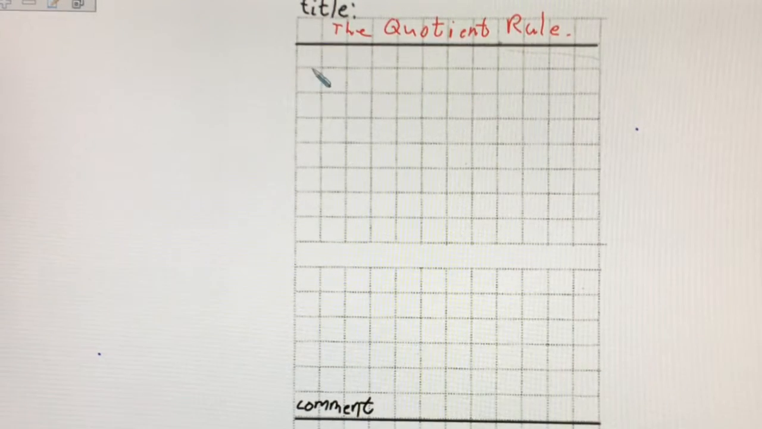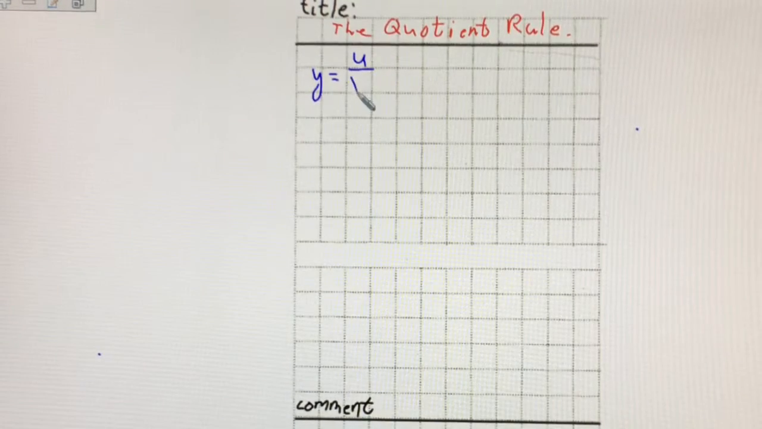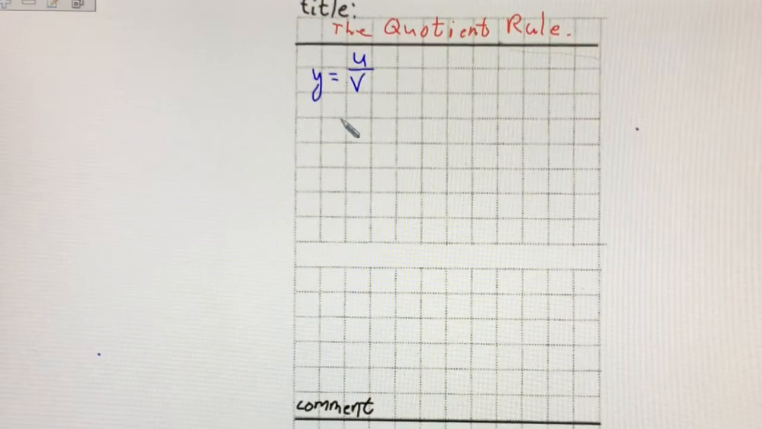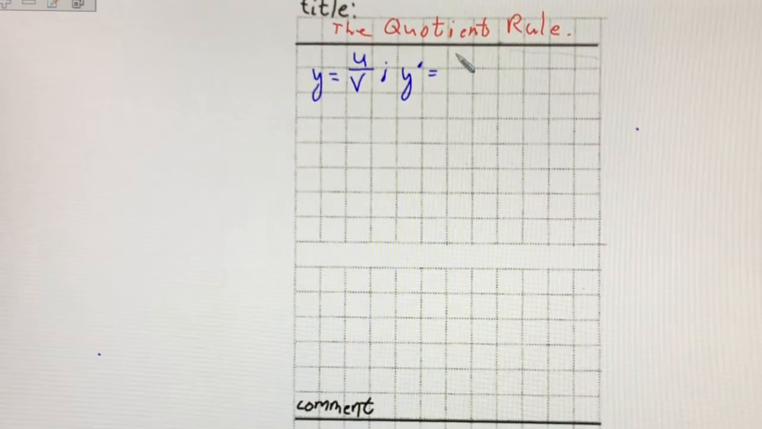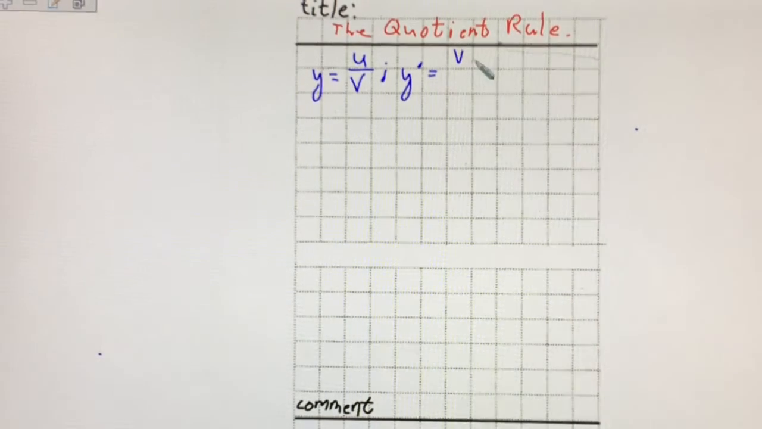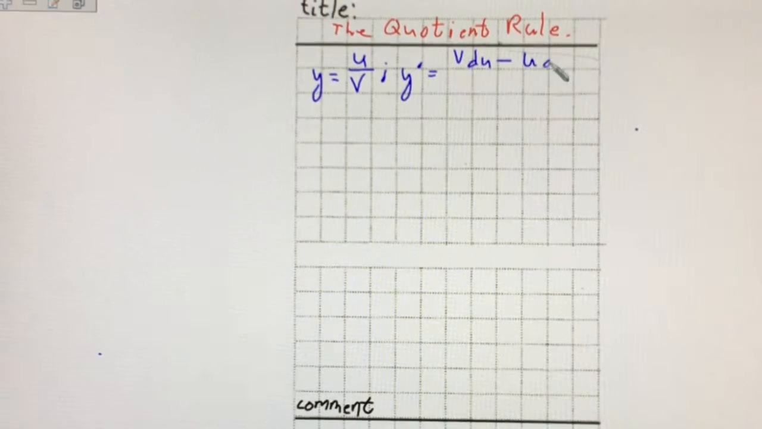So what the quotient rule discusses is when you have an item divided by another item. So I have U divided by V. So the derivative of that is going to actually be a little pattern. So Y prime is going to equal V du minus U dV divided by V squared.